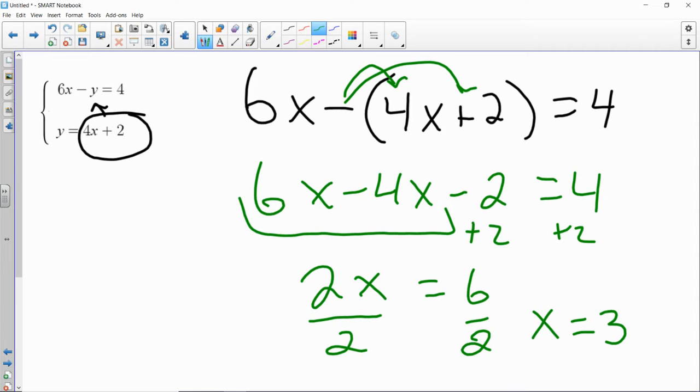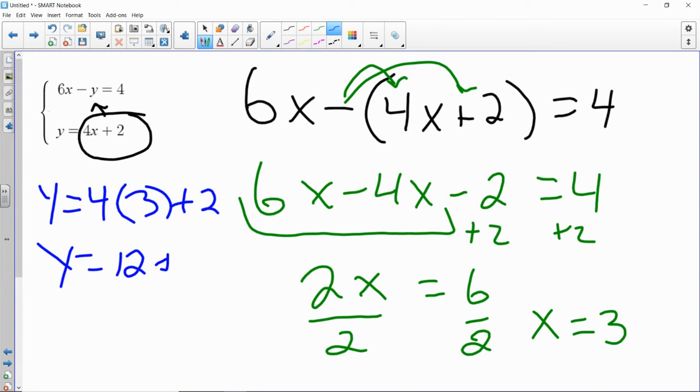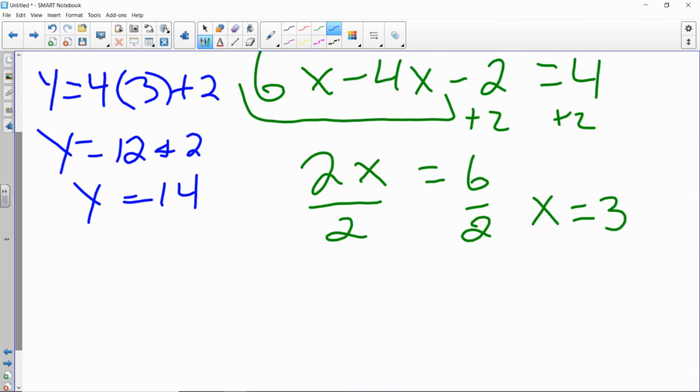So that's half the battle, and now we need to get a y value. I'll go back to my original equations, and I see that y is equal to 4 times x, which we now know is 3, plus 2. 4 times 3 is 12, and 12 plus 2 is 14. So my final solution, as an ordered pair, x is 3, y is 14.